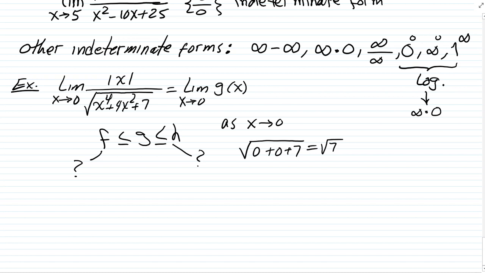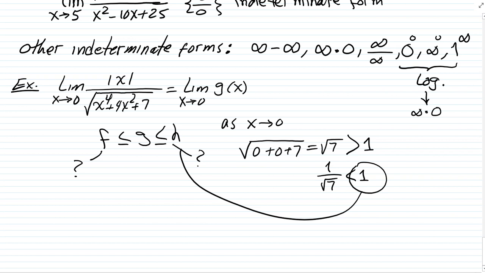Now, let's take the reciprocal of that. 1 over square root of 7, therefore, is going to be less than 1, right? Because this is greater than 1. So if you flip the fraction, remember, you flip the fraction and you change the inequality symbol. So, what have we done here? We actually established the upper bound. There is your h.